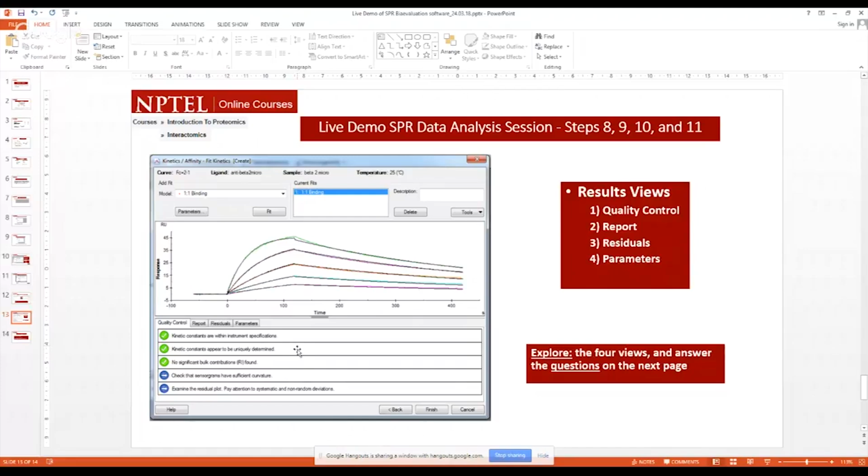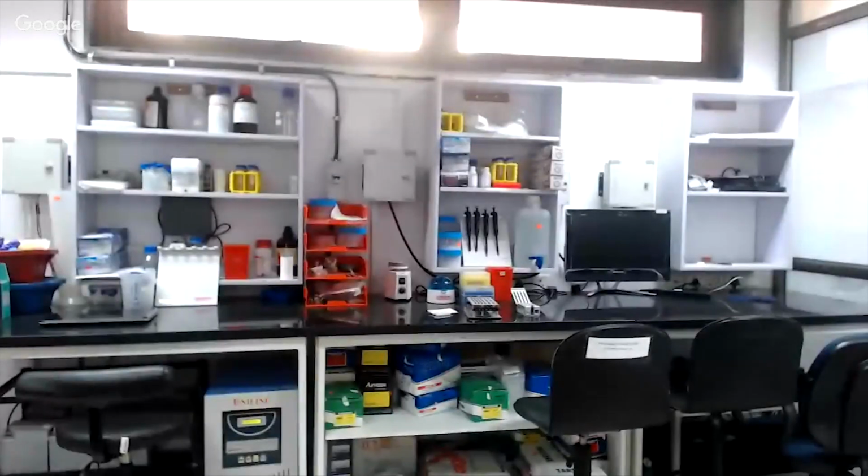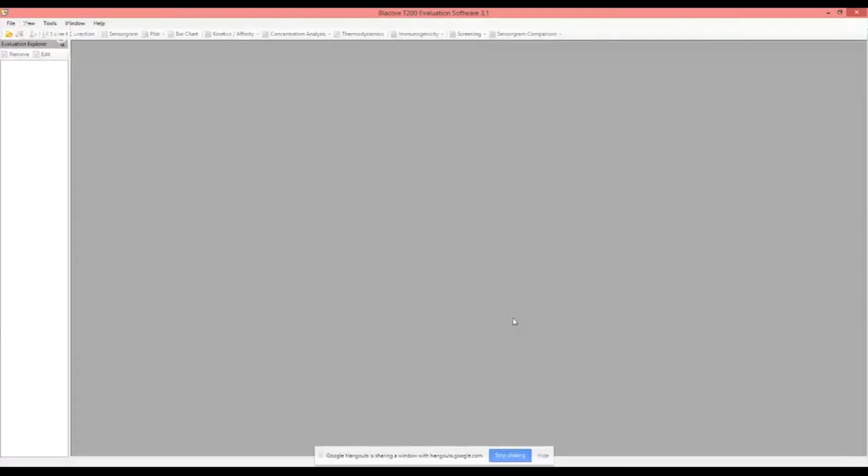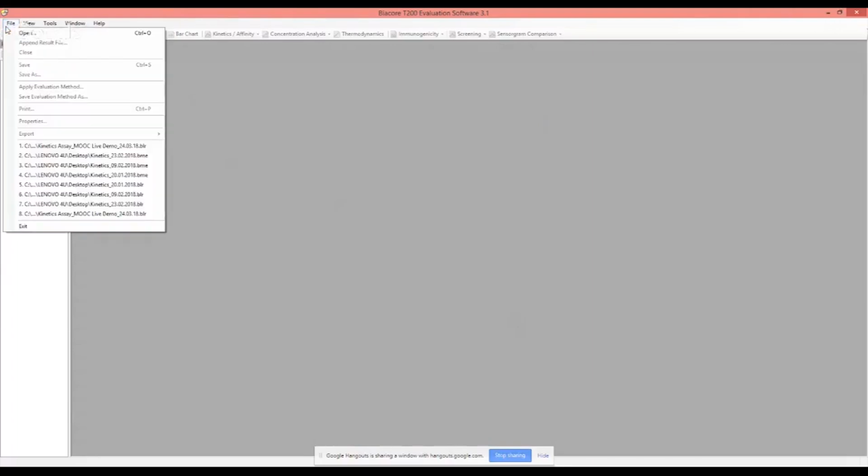Now what I will do is go to the actual Biocore evaluation and go through these steps again so that you can see how it is done in real time. Okay, so now I'm working on the Biocore T200 evaluation software 3.1. I've opened the application. I'm going to open the file now.